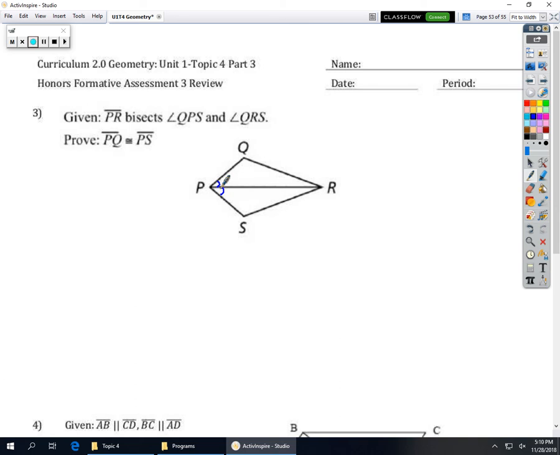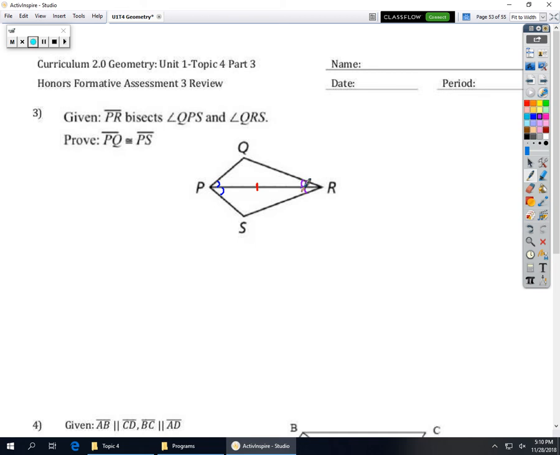What else is congruent? Oh, I know that this side in the middle is congruent to itself. What else do I know is congruent? The third side, these parts right here. QRS has been cut in 2 by the bisector.